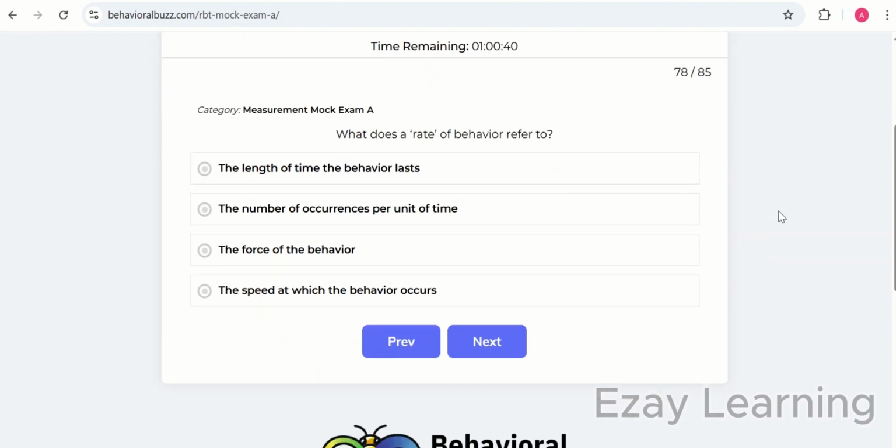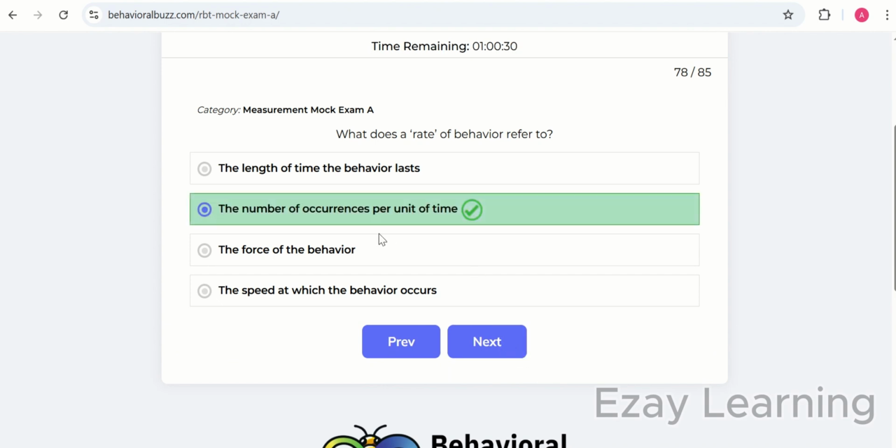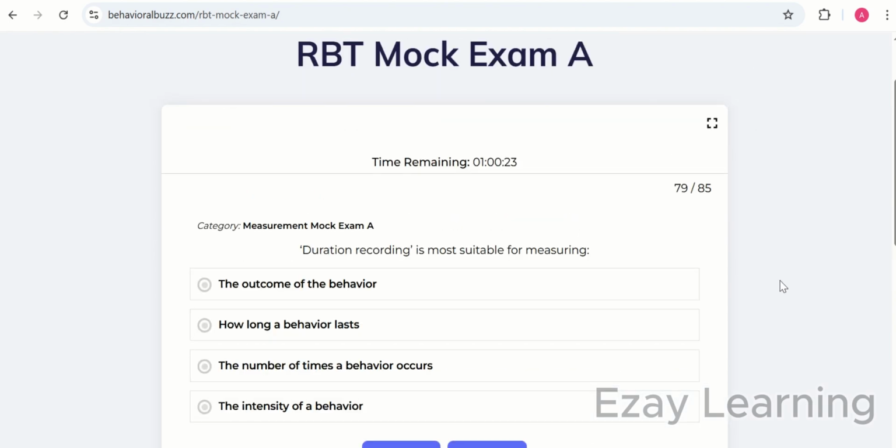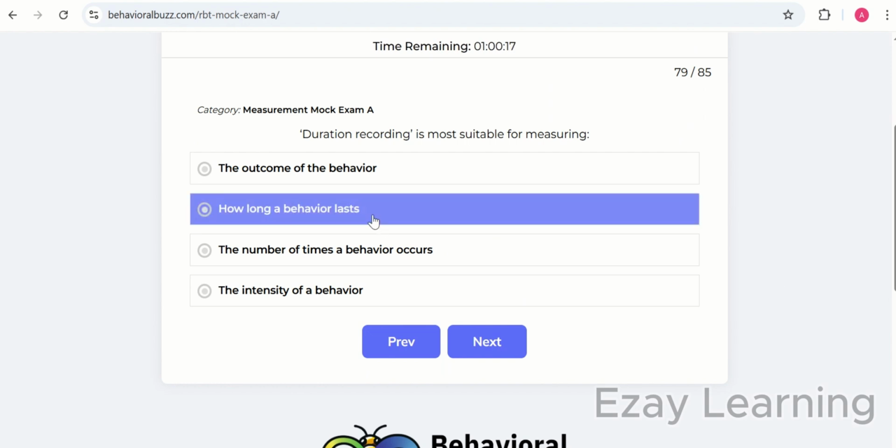What does a rate of behavior refer to? Rate is basically the number of occurrences per unit of time. So the number of occurrences and time both are the main components of rate of a behavior. Duration recording is most suitable for measuring how long a behavior lasts.